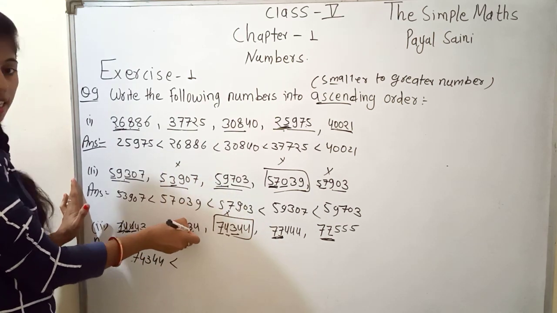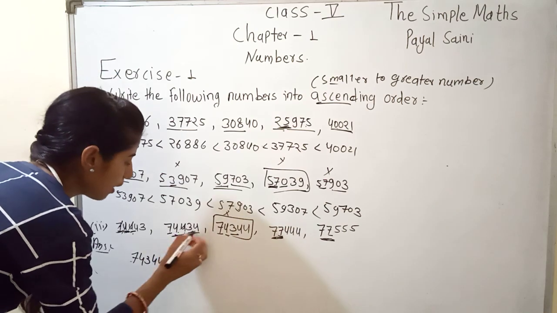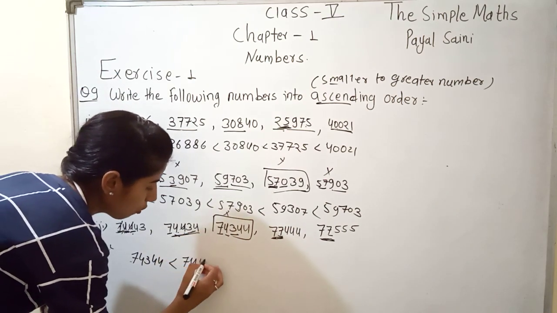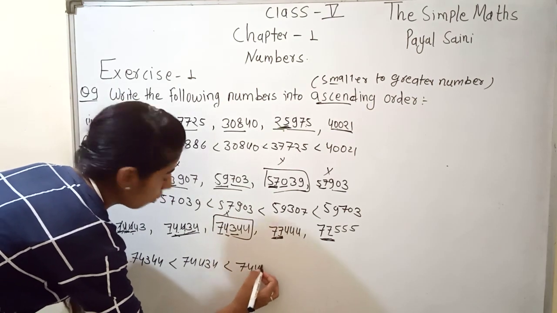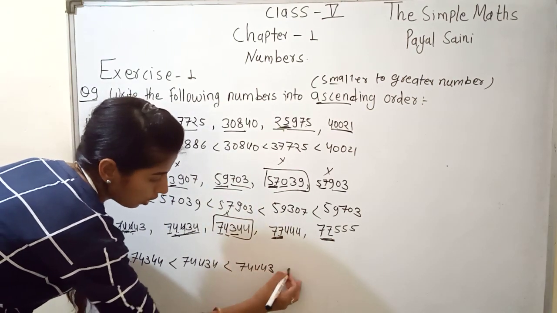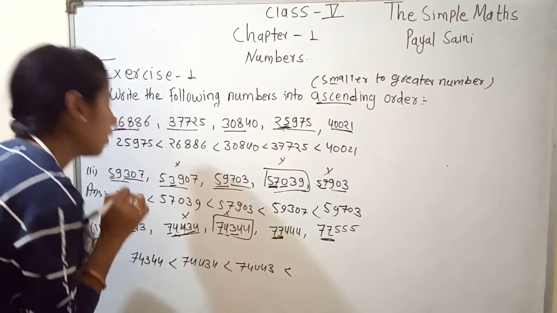Then we know that 3 is smaller than 4. Then which number do we write here? That number. Then 7, 4, 4, 3, 4. After that 7, 4, 4, 4, 3. Then it is also written.